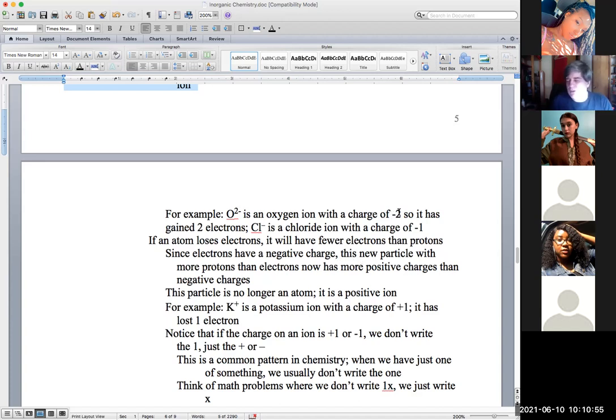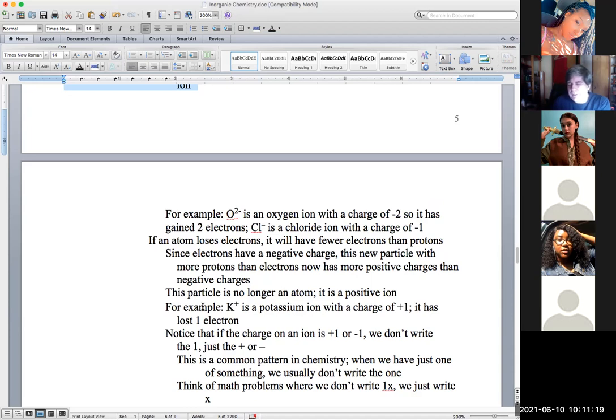So this means it has a charge of -2. So this has to have gained 2 electrons. Oxygen has 8 protons. So this means this O-2 ion has 10 electrons because it's got 2 extra electrons compared to the number of protons. So 8 protons, 10 electrons.